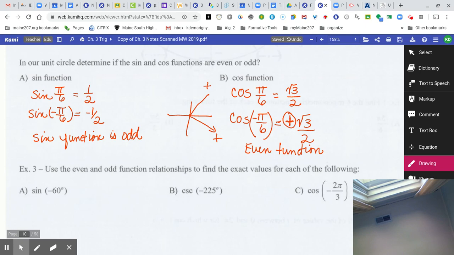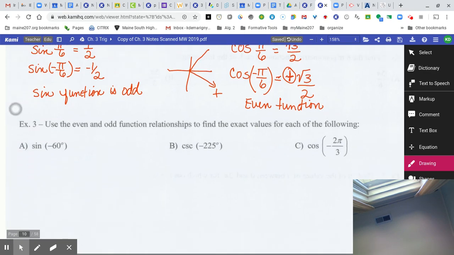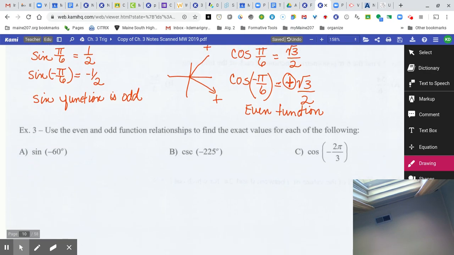Okay, so now that we've determined that the sine function is odd and the cosine function is even, can we use this information, the even and odd function relationship, to find the exact value of each of the following? So if I go to the sine of negative 60 degrees, then what I know is that it's the opposite of whatever the sine of 60 degrees is. And the sine of 60 degrees is root 3 over 2.